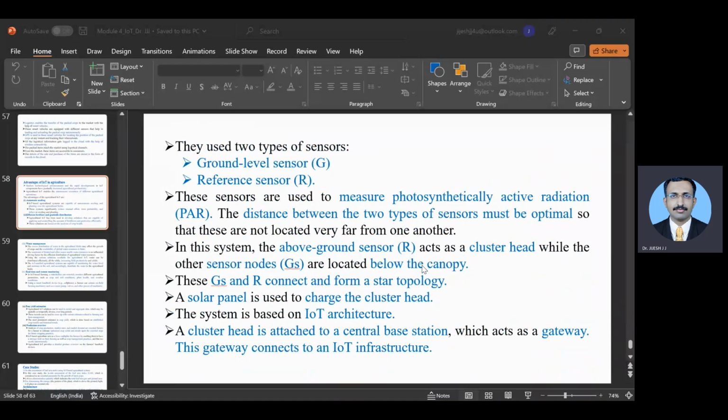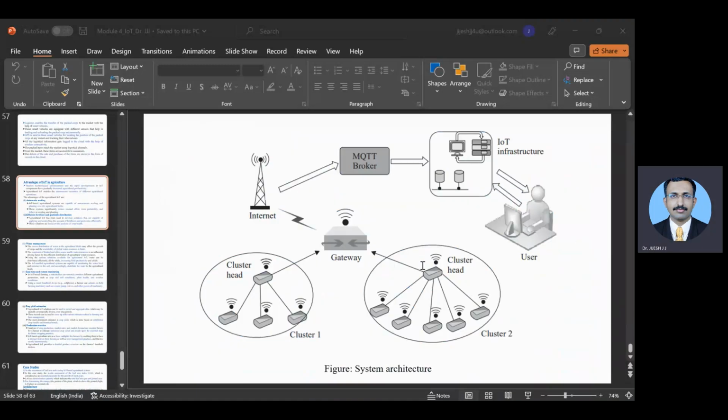We will see it with a figure. This is the system architecture, where you can see the cluster. We have sensors connected in this cluster, and there is a cluster head. From the cluster head you go to the gateway, and from the gateway you connect to the internet, and the rest of the process is the same as discussed in the previous module. Similarly, you will have cluster 1, cluster 2, and so on. Is that clear?